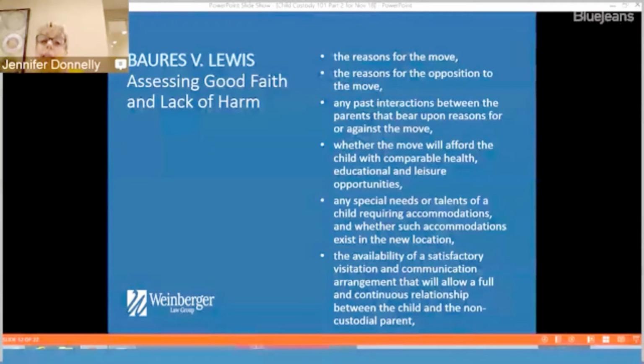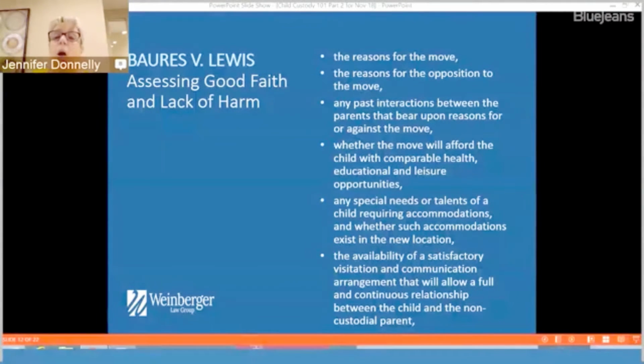So this is the leading case when we're talking about relocation here in New Jersey. It's called Bowers v. Lewis, and there are factors that any court here in New Jersey must look at when deciding whether or not to permit a parent to relocate out of state with a child. All courts look at this case, and they call them actually the Bowers factors because they've been so commonly used by all the courts here. Any good family law attorney is going to know when you come to see them that you want to relocate, let's look at the Bowers factors. So here they are listed for you. I'm just going to go through them briefly.